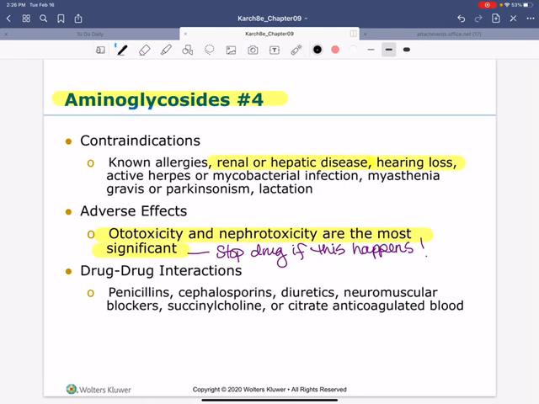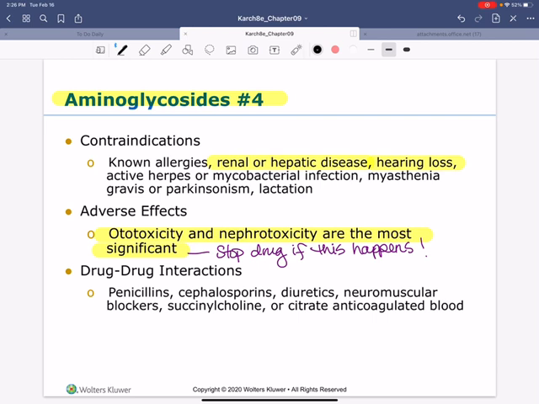Also, be aware that there's some contraindications. If you already have kidney disease or liver disease, you probably don't want to give it. Hearing loss: if someone already has hearing loss, you probably don't want to give it. If somebody is taking the medication and develops hearing loss issues, you want to say, we're done with this medication. I need to call your doctor.